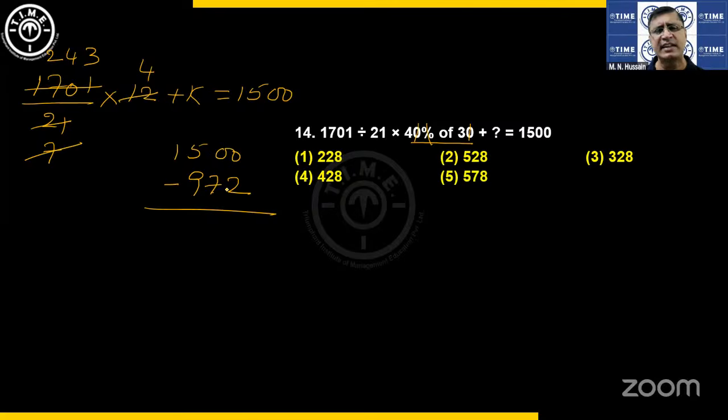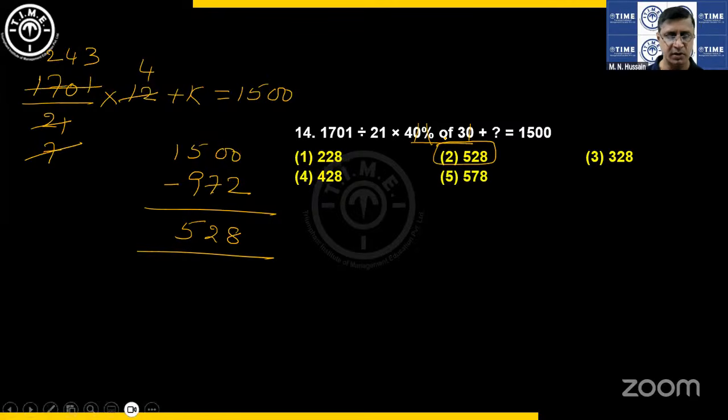972, how much less than 1000? That is 28 less than 1000. 1500, how much more than 1000? 500 more. So how much is the difference here? 528. Right choice 2. The second option is the answer for this question. 528.